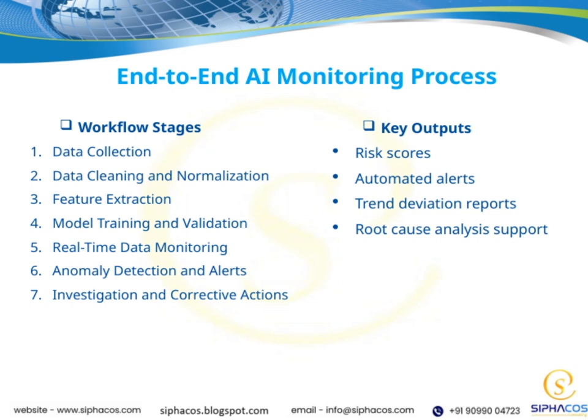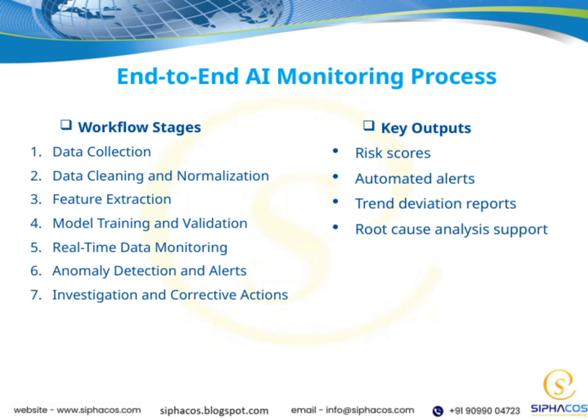We also generate automated alerts, enabling us to respond quickly when something unusual occurs. Additionally, trend deviation reports allow us to monitor shifts over time, helping us detect when our data or model performance is drifting from expected patterns. Another important output is support for root cause analysis, which helps us pinpoint exactly what's causing any issues so we can address them efficiently.